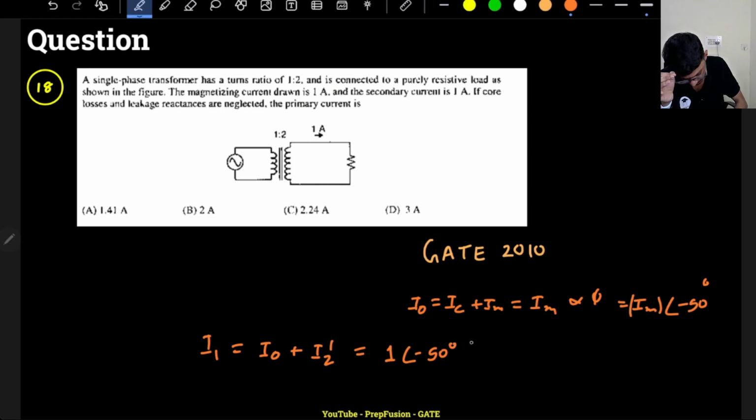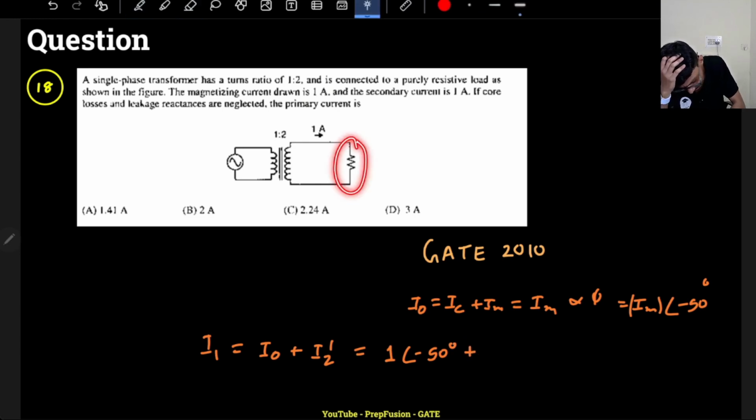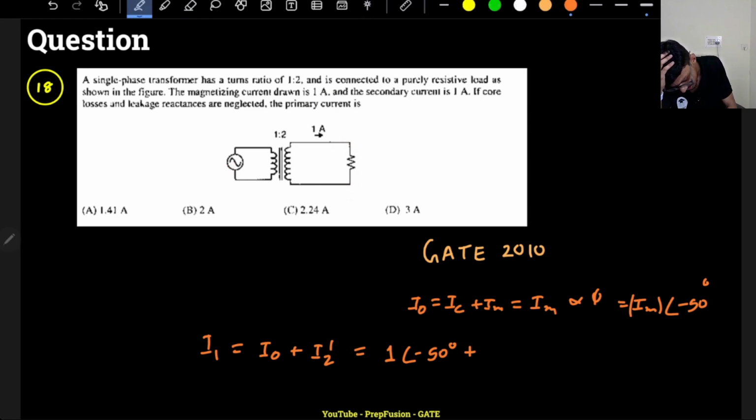What is I2 dash? It is a purely resistive circuit. So here this is my V1 voltage, so this is V1 as well, and this will be my V2. So V1, V2 are basically, so this is V1, right? This is E1, this is E2 and this is V2. So E2 equals V2, right? So my phasor will be somewhere here, right?